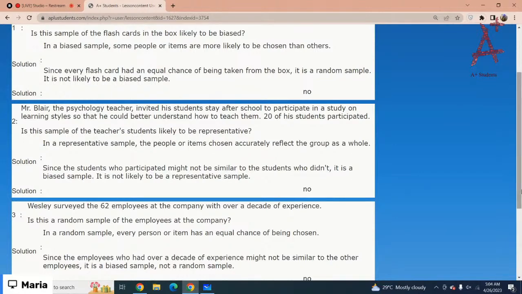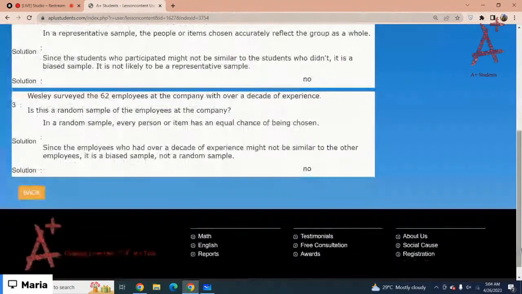Okay, the next one is Wesley surveyed the 62 employees at the company with over a decade of experience. Is it a random sample of the employees at the company? A random sample is the one that has an equal chance to be chosen. Since the employees who had over a decade of experience might not be similar to the other employees, that is a biased sample, not a random one. Let's just start with the test questions.